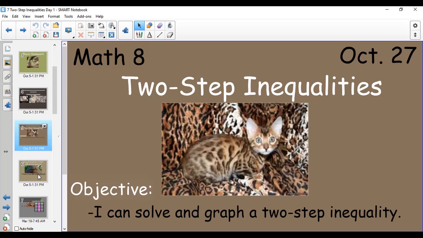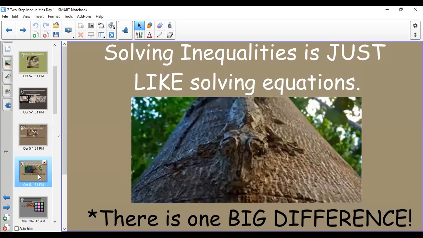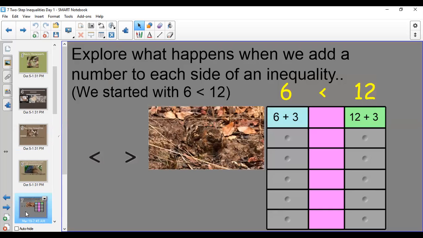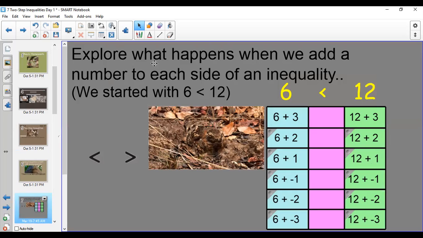And it is very, very similar to equations, except there is one big difference that we have to be careful of. All right, so in all of your notes, you have two tables that look like this. 6 is less than 12, and I think you all would agree that 6 is less than 12. On your tables, go ahead and answer each of these problems. So for example, if I add 3 to both 6 and 12, because whatever we do to one side, we always do to the other side.